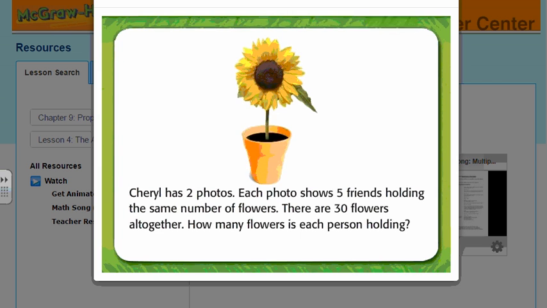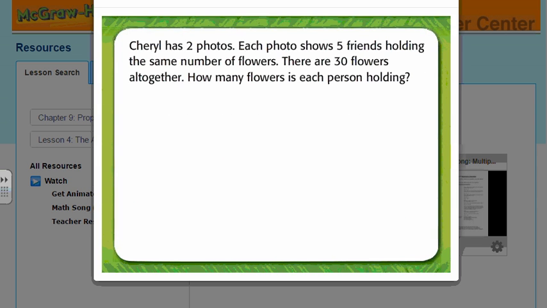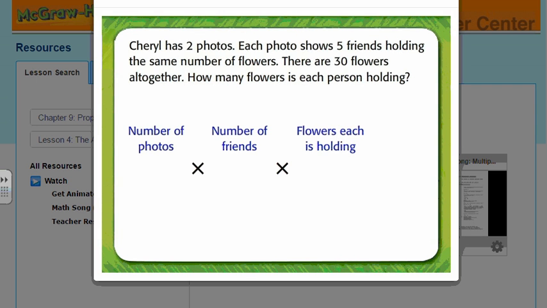Cheryl has 2 photos. Each photo shows 5 friends holding the same number of flowers. There are 30 flowers altogether. How many flowers is each person holding? We can write a multiplication sentence to help us find the missing factor. The number of photos times the number of friends times the number of flowers each is holding equals the total number of flowers. There are 2 photos. There are 5 friends. The flowers each is holding is the missing factor. 2 times 5 times the missing number equals the total number of flowers, or 30.